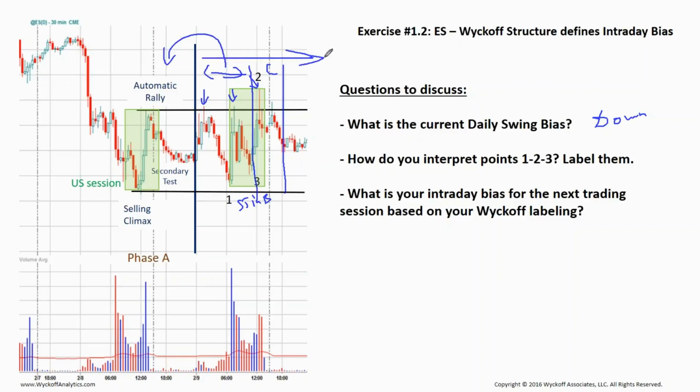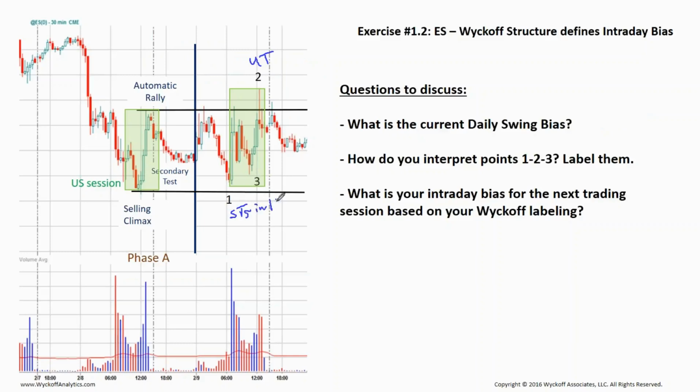We want to develop B so that it at least exceeds phase A right here, maybe by a factor of 2. So if we're still in B, then point number 2 is an upthrust in B. And then 1 and 3 are secondary tests in phase B.